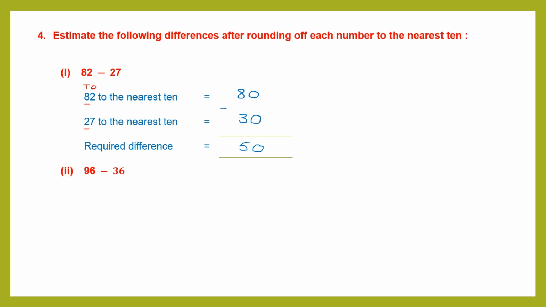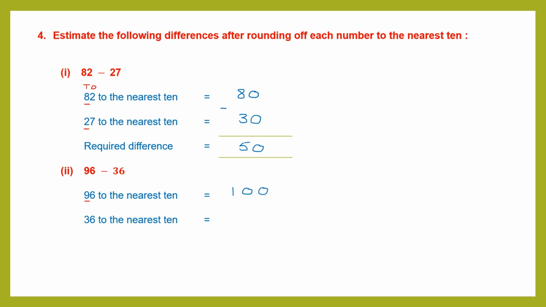Second one, 96 minus 36. So first 96 to the nearest 10. So in the tens place we have 9, and the digit to its right is more than 5. So 9 will become 10. 9 will now become 10, and in the place of 6 we're going to put a 0.